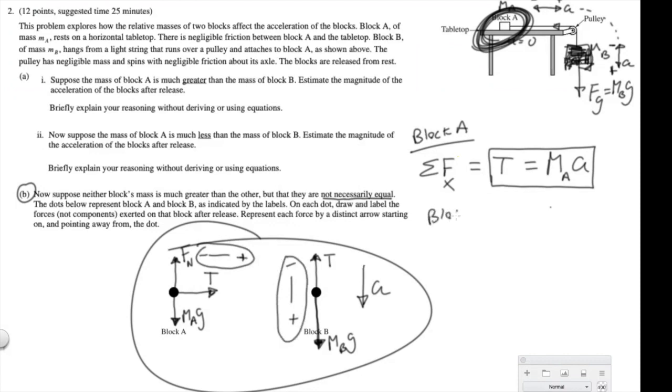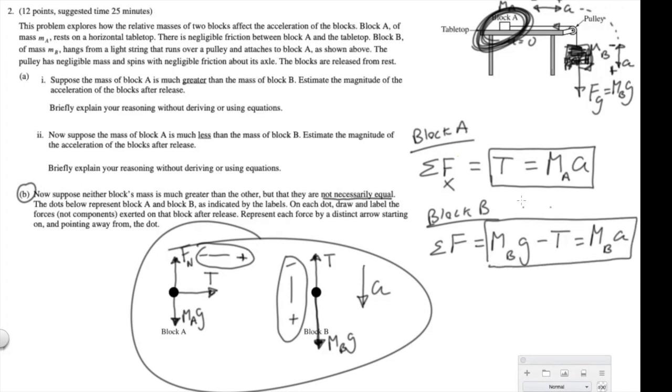Okay, now let's go to block B. We're going to sum forces. Down is plus, so mass of B times G minus T. Sum of the forces always equals MA, not a capital A. Okay, and now the tensions are the same. The tensions are the same because it's a massless pulley, so we just plug in right there. I'm plugging this into there. So we get minus M_A times A equals M_B times A.